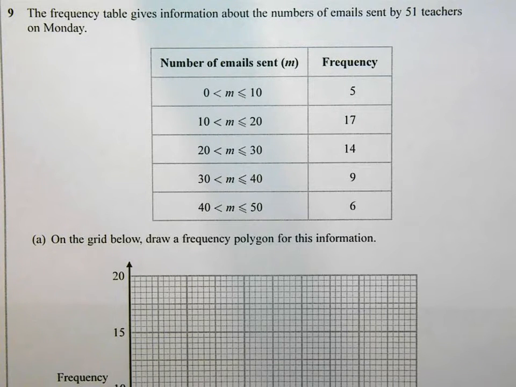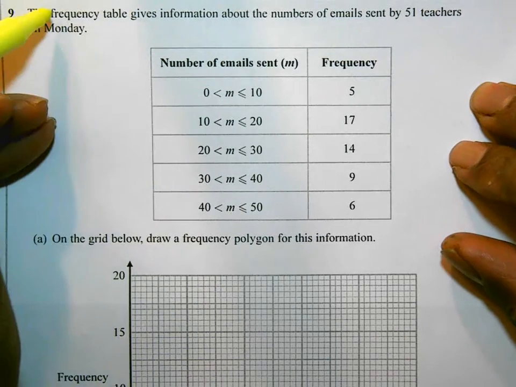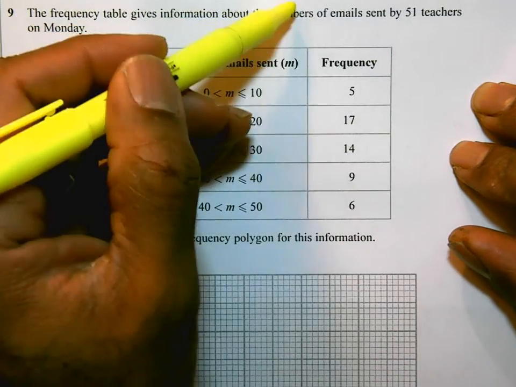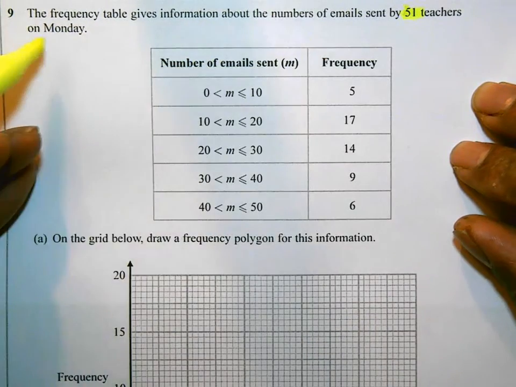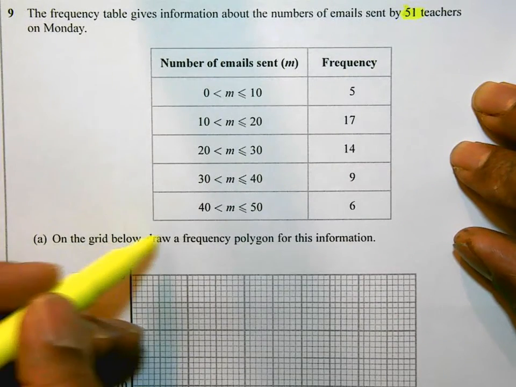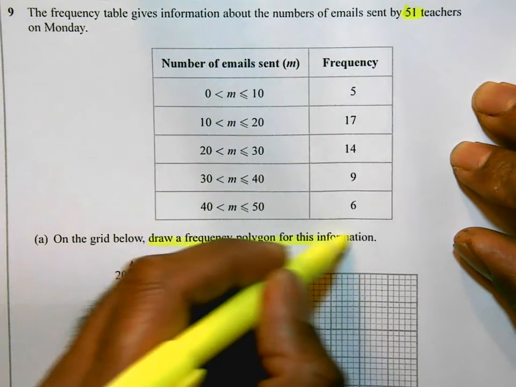This is question number 9 on the June 2015 calculator paper. Question number 9 says, the frequency table gives information about the number of emails sent by 51 teachers on Monday. On the grid below, draw a frequency polygon of this information.